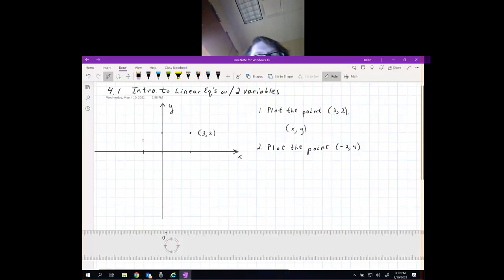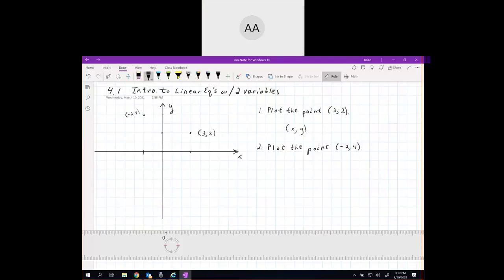1, 2, 3, 4. You don't have to make these marks, but I do it to indicate how far over I am and how high up I am. So there's the point negative 2, 4. A little bit sloppy because I didn't get it right on the corner, but nonetheless, that's the point. All right, try this one.